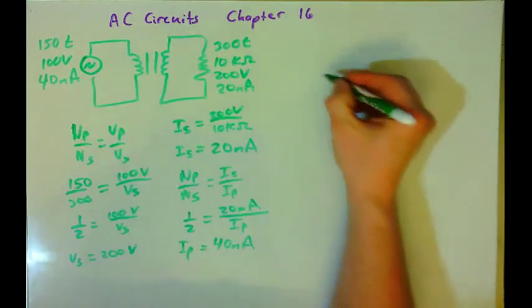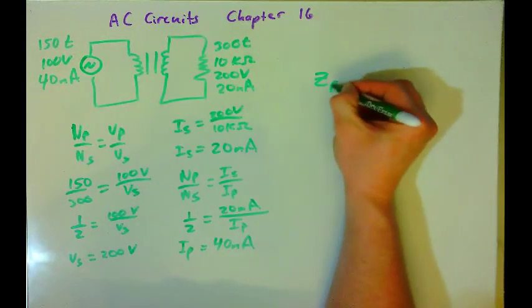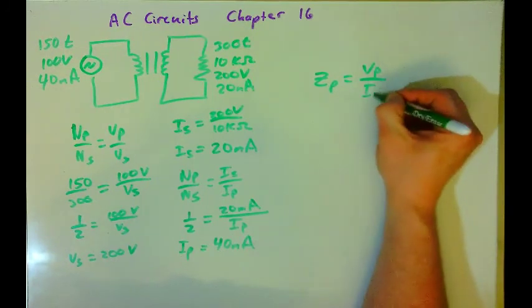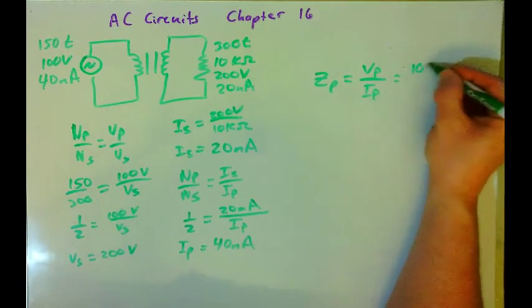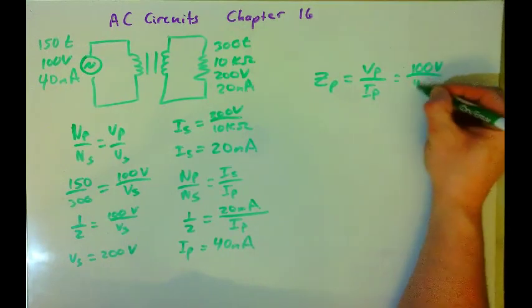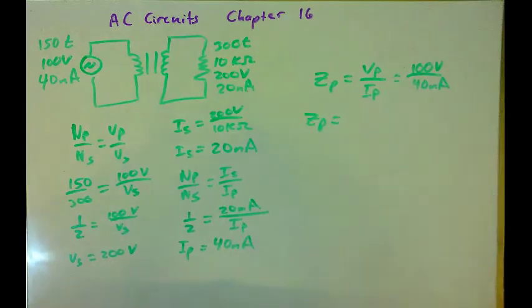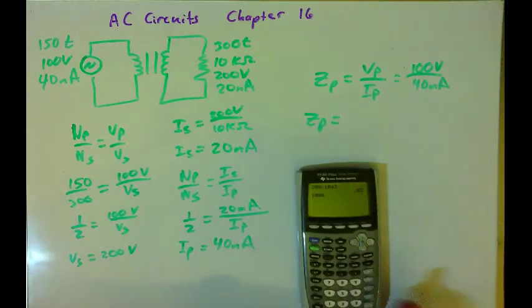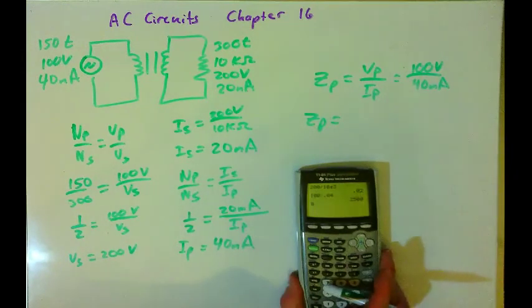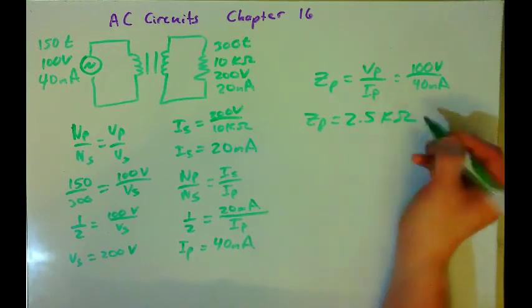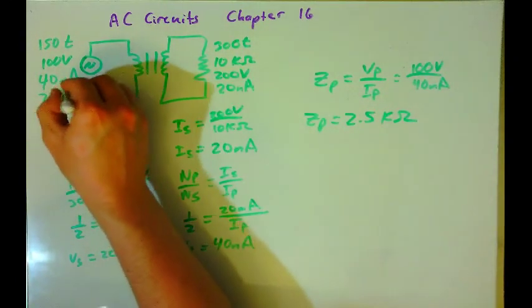And now that I know the voltage and the current here, we can find the primary's impedance, which will be the voltage divided by the current. So we'll have 100 volts divided by 40 milliamps. And so the primary impedance is 100 volts divided by 40 milliamps, which is 2.5 kilo ohms.